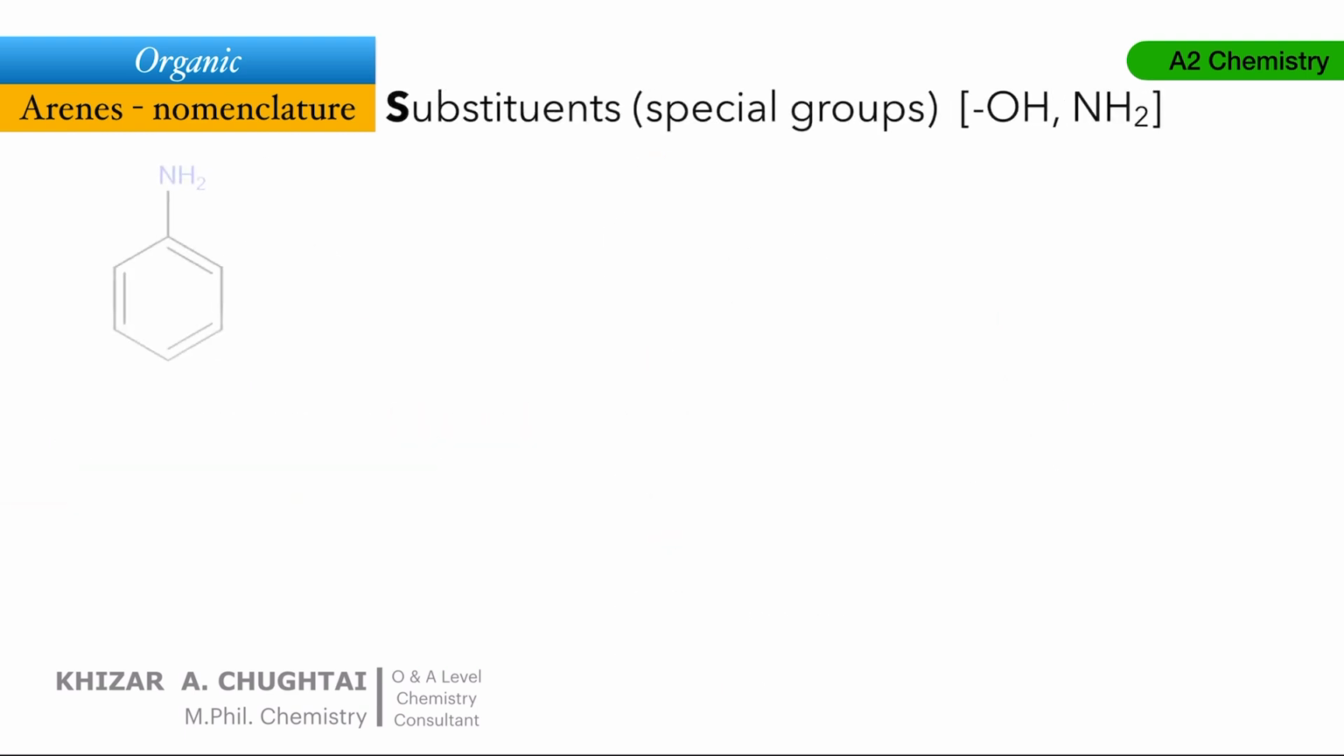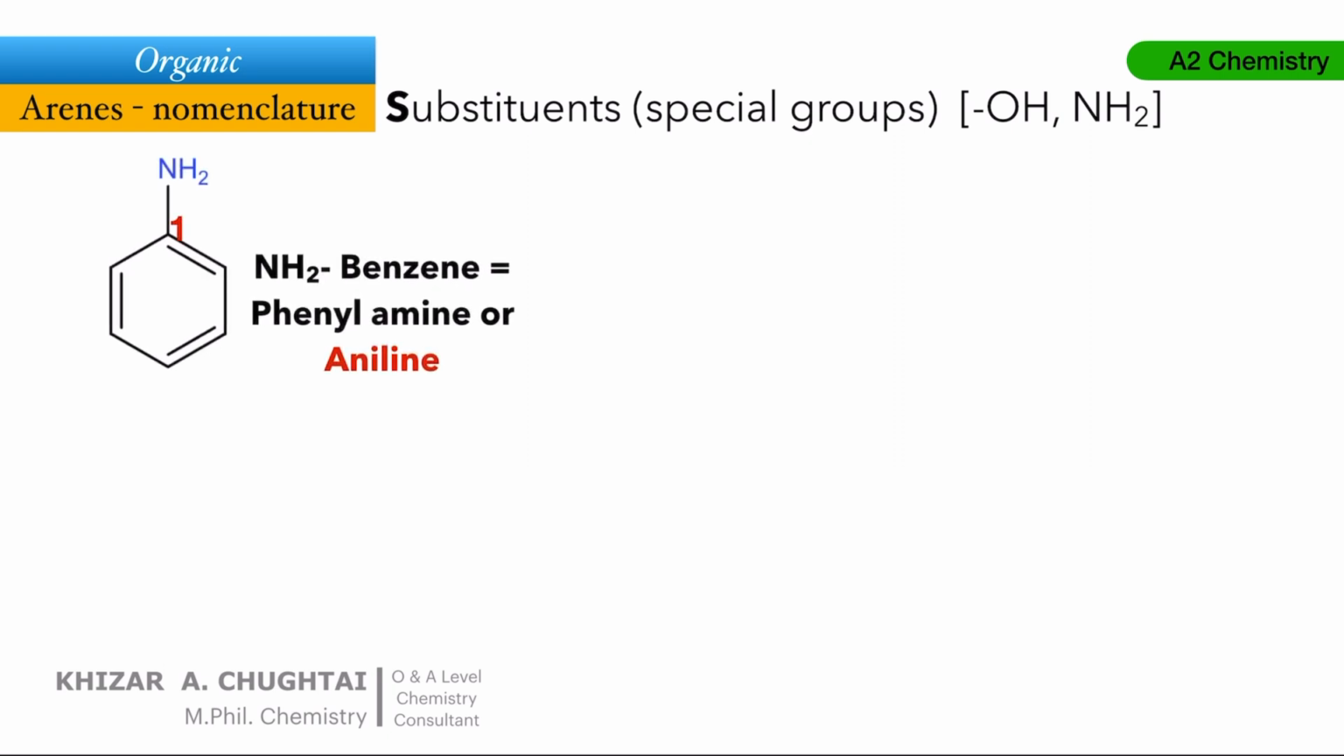Once again, the next one is the NH2 functional group. If the NH2 group is present on the benzene ring, there are 2 possible names. One is phenylamine. If NH2 is part of the benzene ring, then its name will be phenylamine. Usually it is written as phenylamine, or its common name is aniline.